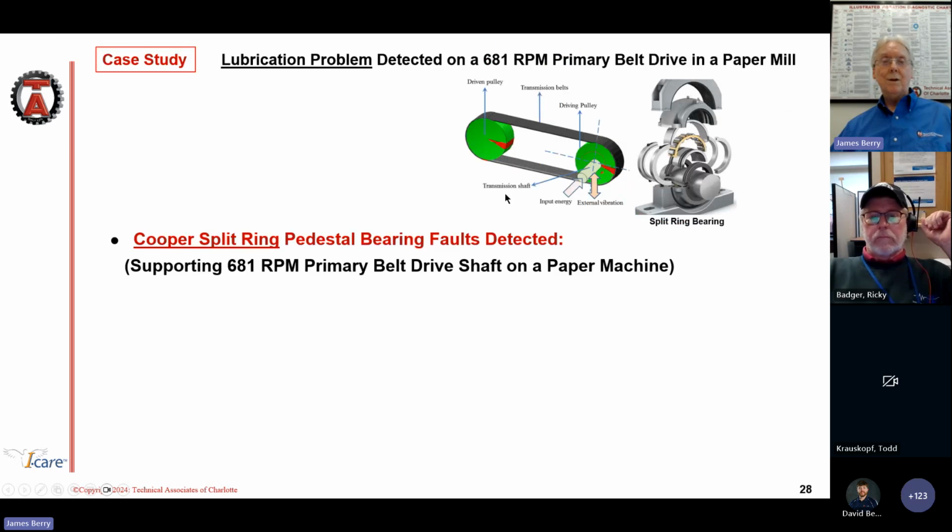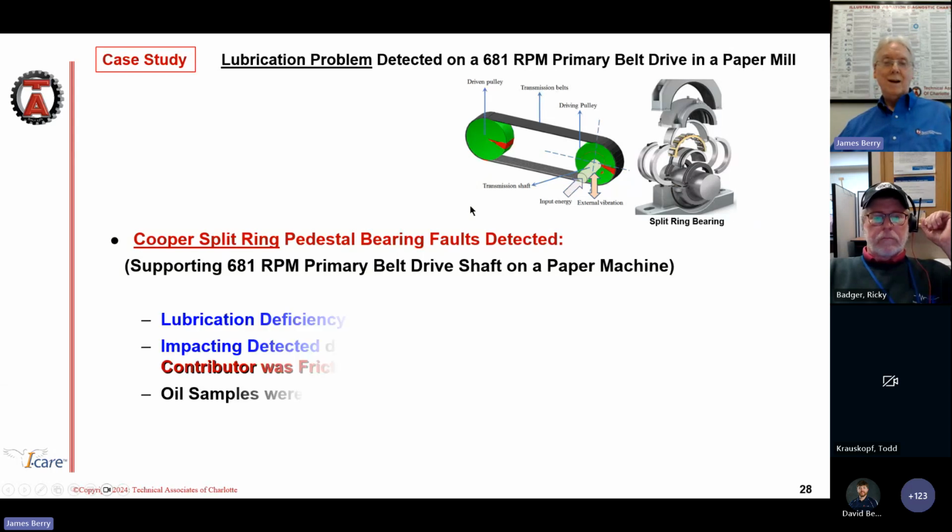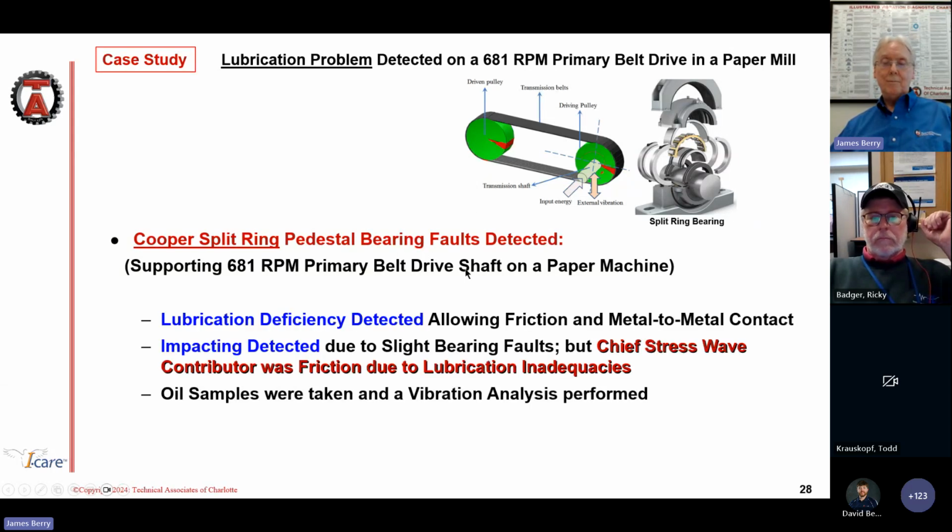Okay. Now we'll look at this lubrication problem. This will be the last one we have today that we can share. I would like to show you more, but this is as far as we can go. All right. But we had a lubrication problem with it. And this allowed friction and metal-to-metal contact, which is a no-no. And this impacting caused slight bearing faults, okay, slight bearing faults.